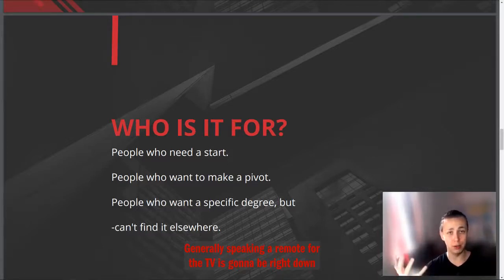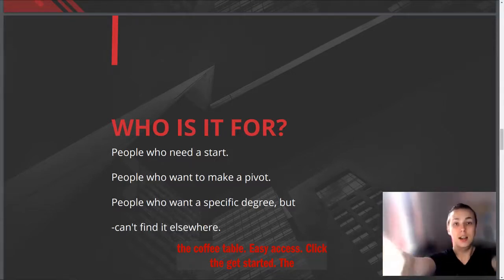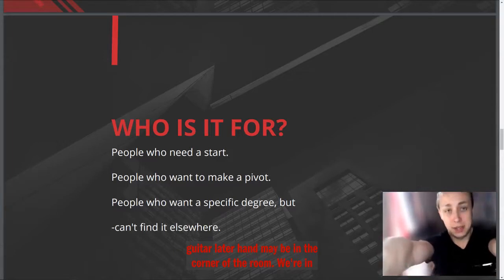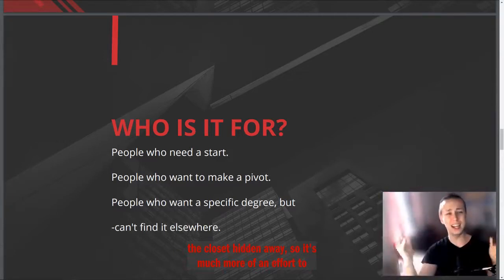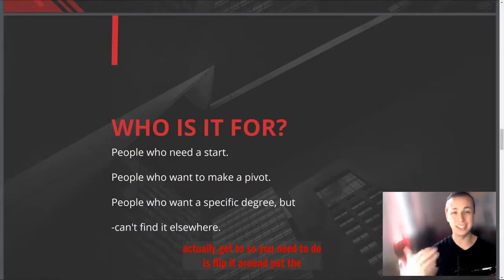So what I mean by that is that your brain works on a resistance basis. So if the skill that you want to have is hidden away, like let's say you're trying to stop watching TV, but you do want to work on learning how to play the guitar, then you need to make the difficulty levels switch. Generally speaking, a remote for the TV is going to be right there on the coffee table, easy access, quick to get started. The guitar, on the other hand, may be in the corner of the room or in the closet, hidden away, so it's much more of an effort to actually get to.